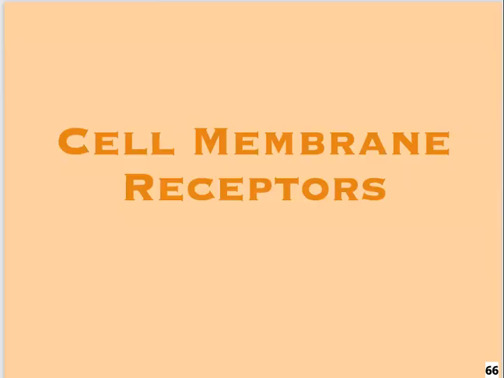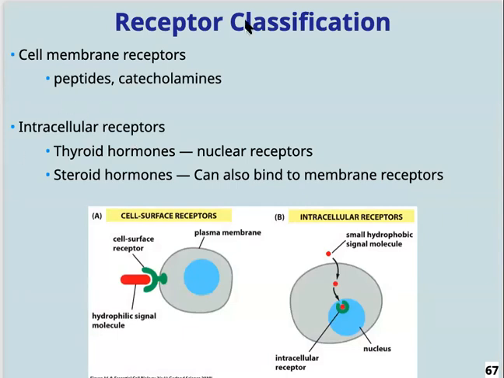Now, cell membrane receptors, receptor classification. In general, this is a recap of what we discussed earlier in this class. Cell membrane receptors bind generally peptides, catecholamines, the amine hormones, peptide hormones, protein hormones, those that are hydrophilic and cannot cross the cell membrane freely. And so they must bind to cell membrane receptors.